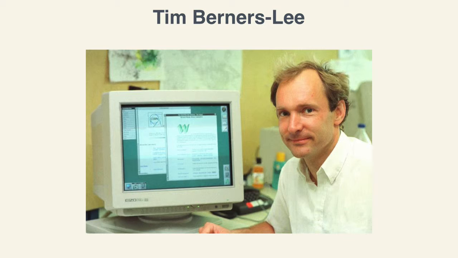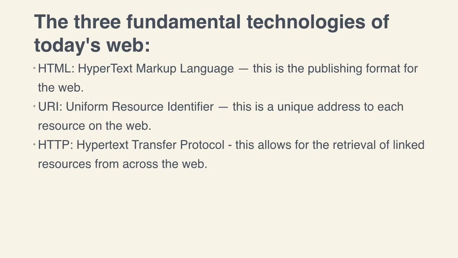Tim Berners-Lee understood this need, and in late 1989 he submitted a proposal to the management of CERN. That proposal specified the technologies that would make the Internet accessible to everyone. It was denied at first, but by October the next year it was accepted along with the three fundamental technologies of today's web: HTML, which stands for Hypertext Markup Language. This is the publishing format for the web.